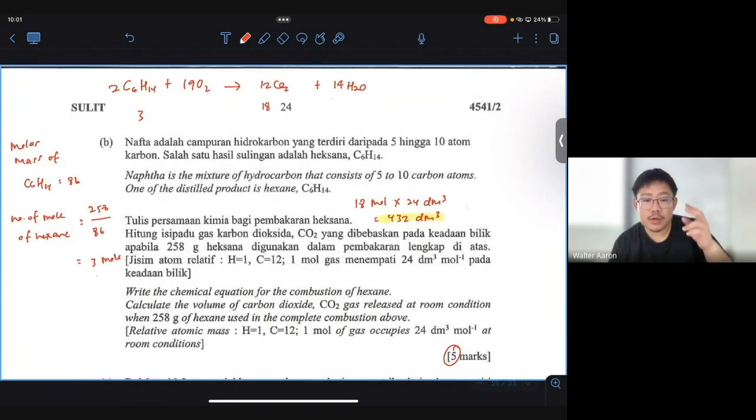So balancing chemical equation, 2 marks. Calculation plus final answer, 3 marks.